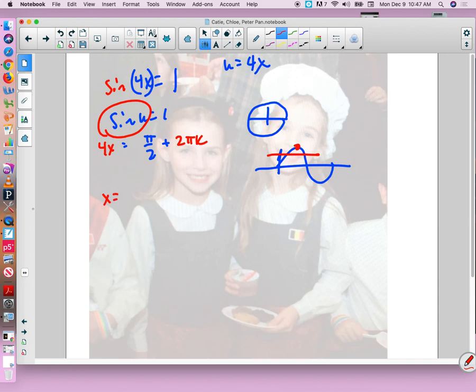Girls, watch my hands, or we'll just do this. If I divide by 4, do you see it squishes it in like this? Okay? So I'm going to divide everything by 4. That'll give me pi over 8. And if I divide this by 4, that's going to give me pi over 2 k. I think that's exactly what they had in the back of the book for you.